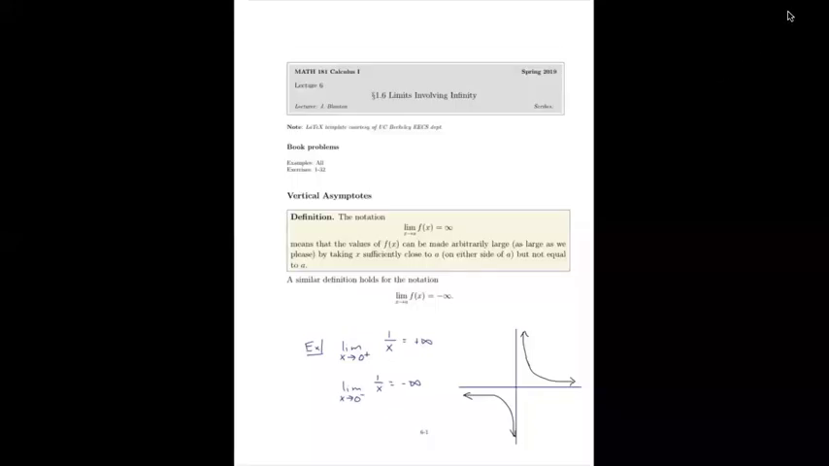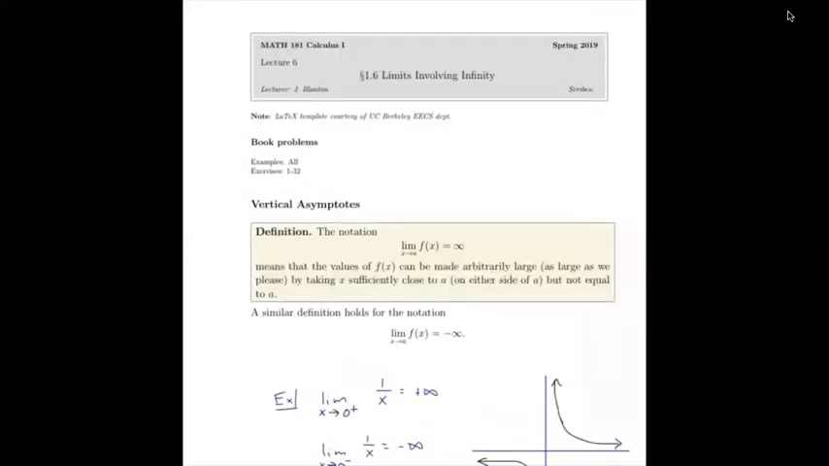Section 1.6 is limits involving infinity. Up to this point, we've seen maybe a couple of limits involving infinity. In other words, a limit that might have trended towards infinity as x approached a number a. And we possibly even looked at a limit as x approaches infinity and what the output of that function value might be, or might grow towards, as x approaches infinity.